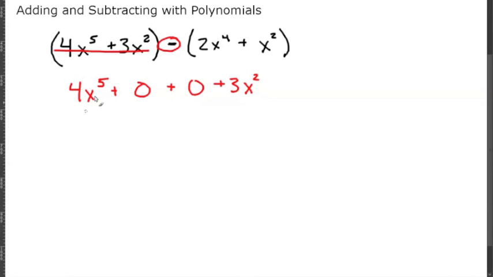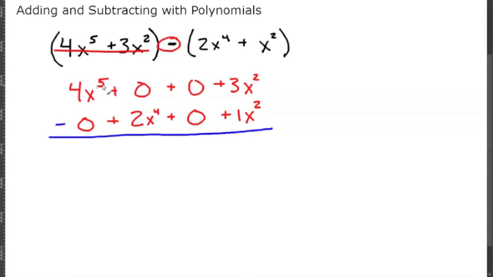The second term, we don't have an x to the 5th, we have an x to the 4th, and it's 2x to the 4th. We don't have an x to the 3rd, but we do have an x squared. And x squared is the same as 1x squared. And remember, we're subtracting these.